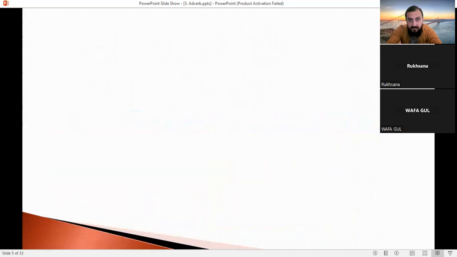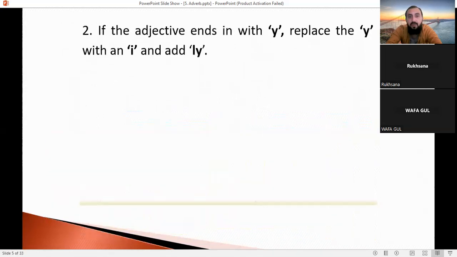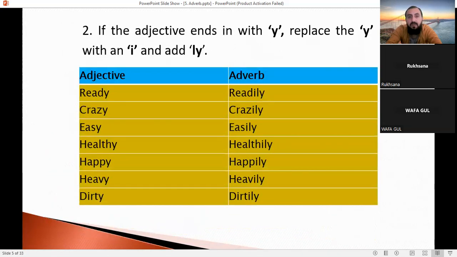And this is rule number two now. If the adjective ends with y, replace the y with an i and add ly. Ready, readily, crazy, crazily, easy, easily, healthy, healthily, happy, happily, heavy, heavily, dirty, dirtily. So these are adjectives that end with y. To make them adverbs, you have to remove y and add ily.